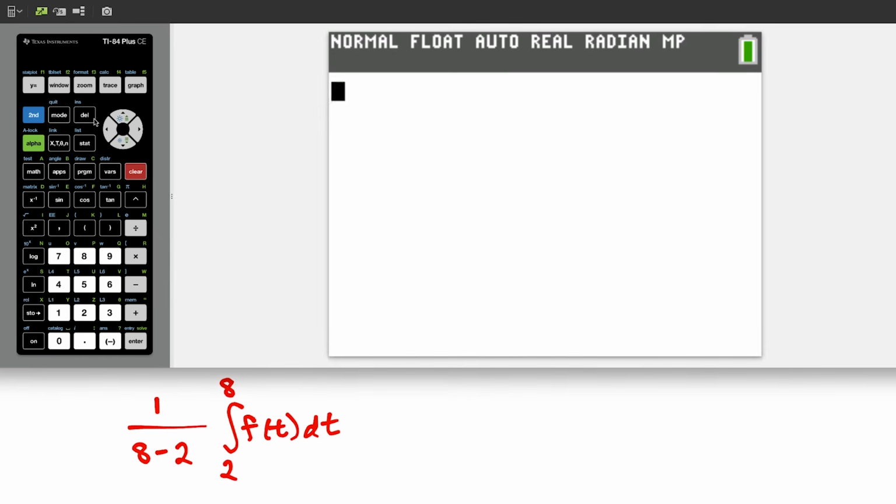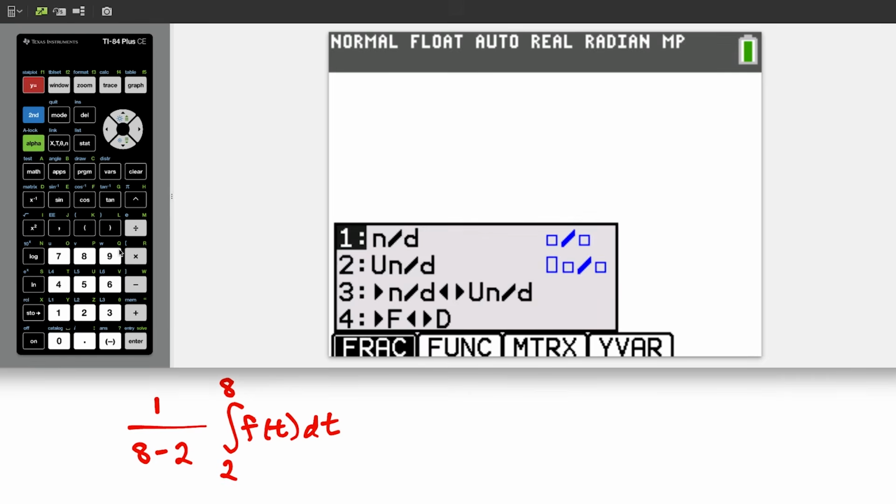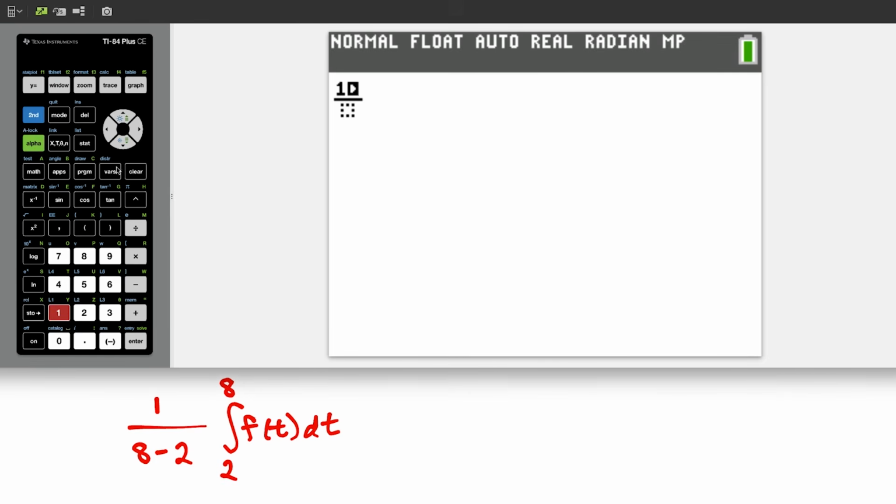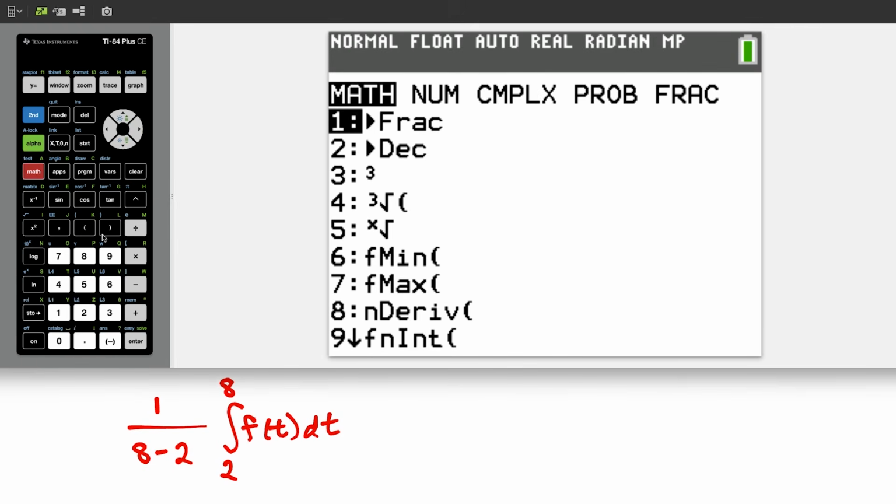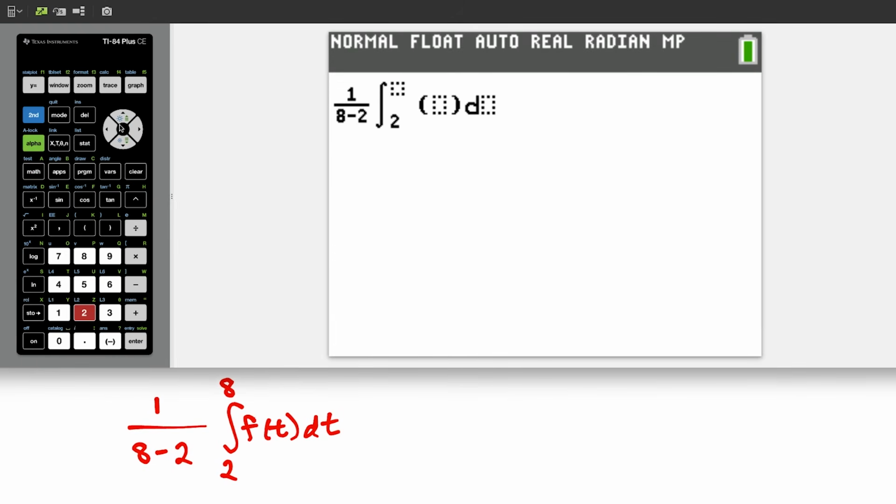So now we're going to type in this fraction here. I'm going to have alpha y equals enter to pull up a blank fraction, and we have 1 over, and let's pretend we don't know 8 minus 2 is 6. So we could just type everything in exactly like this, and now we're going to press math 9, and our integral is going from 2 to 8.